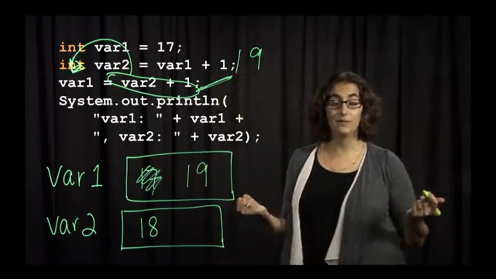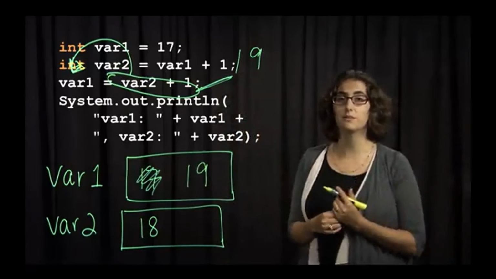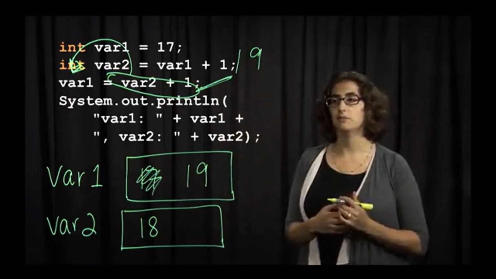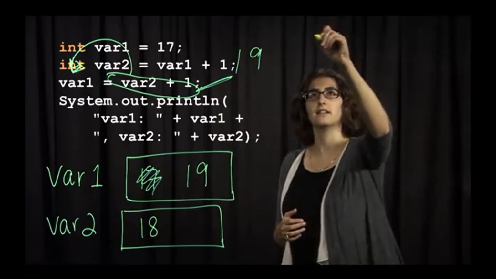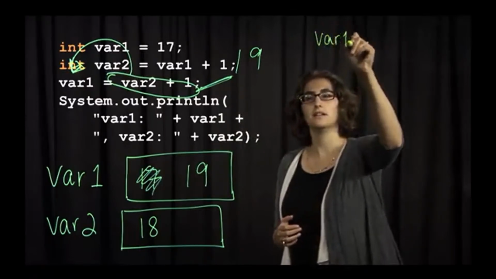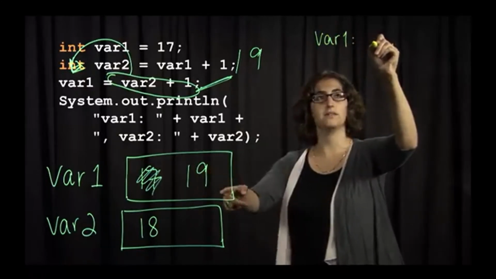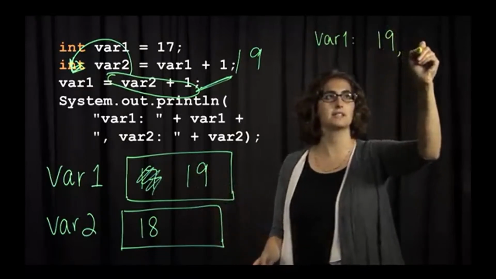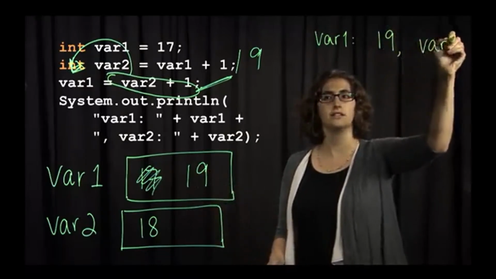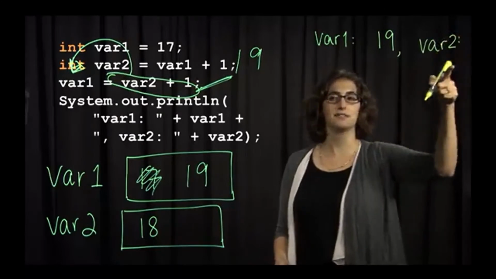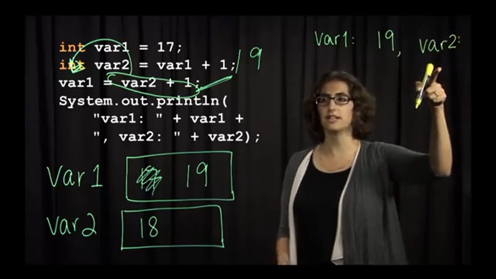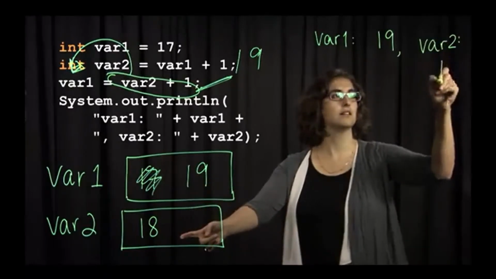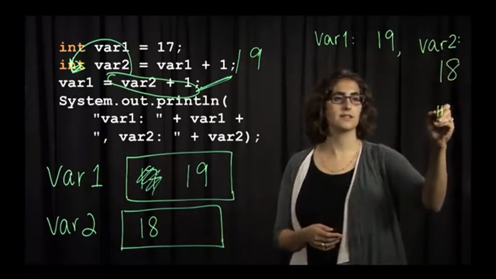Okay. And now we get to display our results. We get to display what we've done by printing out. So we've got the System.out.println command. And what we're writing here is var1 colon space, and then the value of var1, which we read off our memory model. And then we've got a comma, a space, var2. And then I'm running off the screen, but I'm going to put the next value right over here. And that's the value that we can read off of var2, 18. And we're done. Yay.